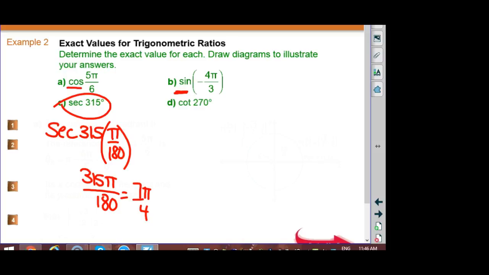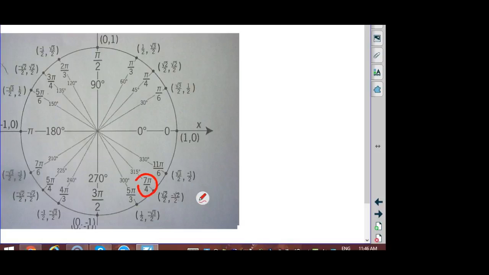Okay, so we're looking for 7 pi over 4, so we go to our unit circle. It's getting all messy here. And 7 pi over 4 is over here, and we want the secant value of that. Remember, secant is when you flip cos, because cos is equal to 1 over secant. So if our cos point is root 2 over 2, our secant point is 2 over root 2.